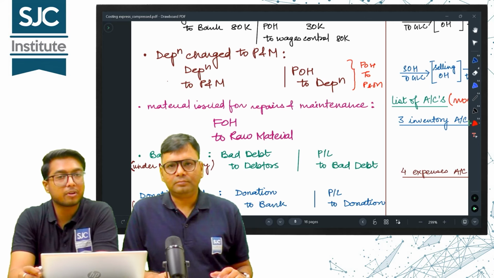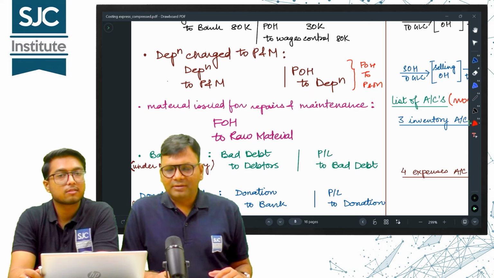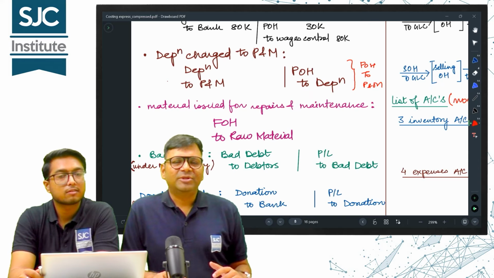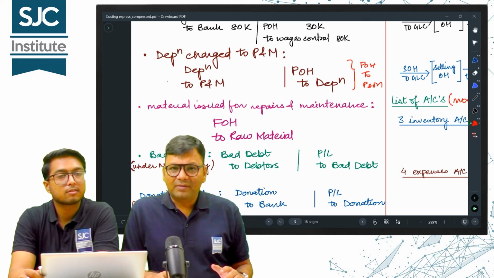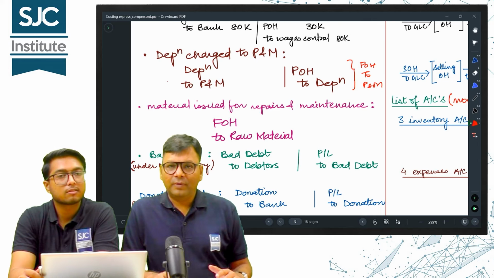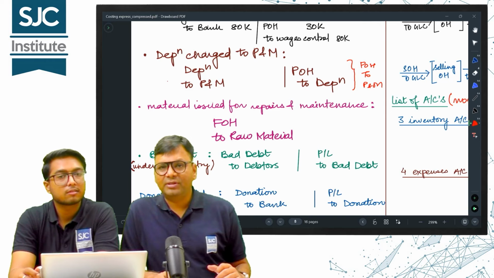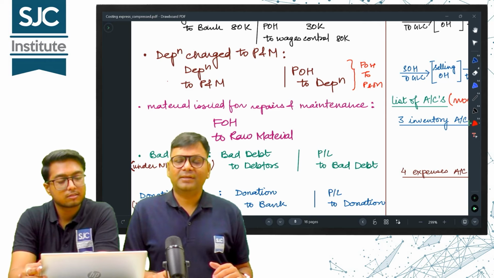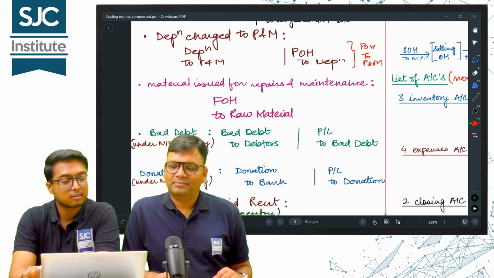Depreciation charged to plant and machinery. In general, the financial accounting treatment is depreciation to plant and machinery, and then we transfer depreciation to PL. But here we will transfer depreciation to production overhead. So the combined entry will come to production overhead to plant and machinery. In case of non-integrated system, this will be production overhead to GLC.